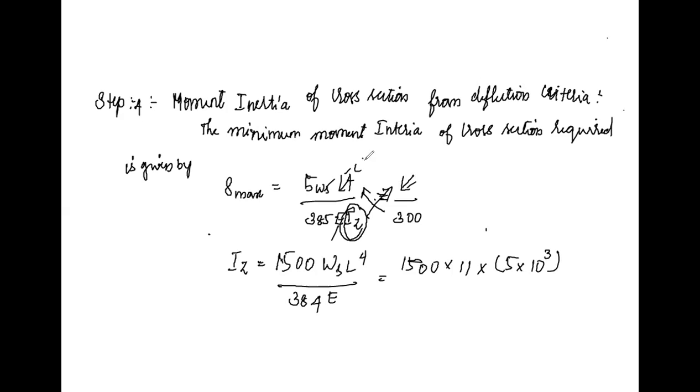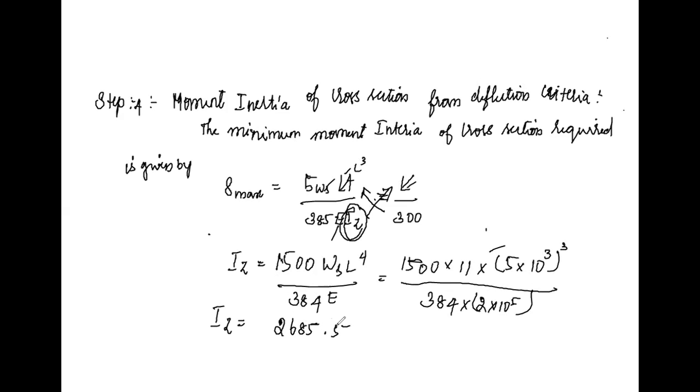So in this it is L power 3. The value of Young's modulus is 2 into 10 power 5. By solving this, we can get the value of IZ as 2685.55 into 10 to the power of 4 mm power 4.